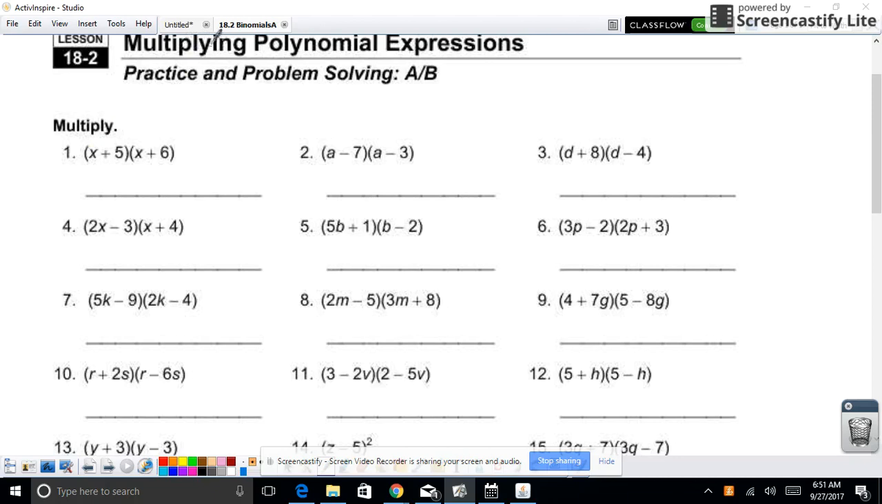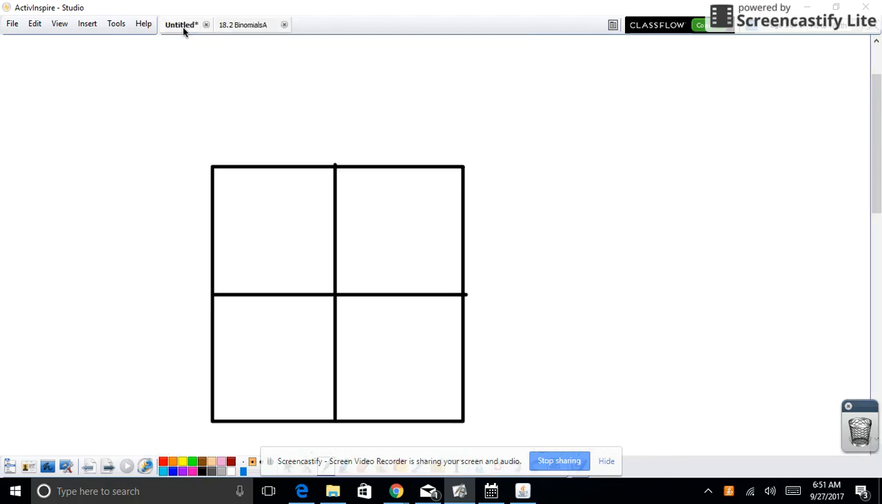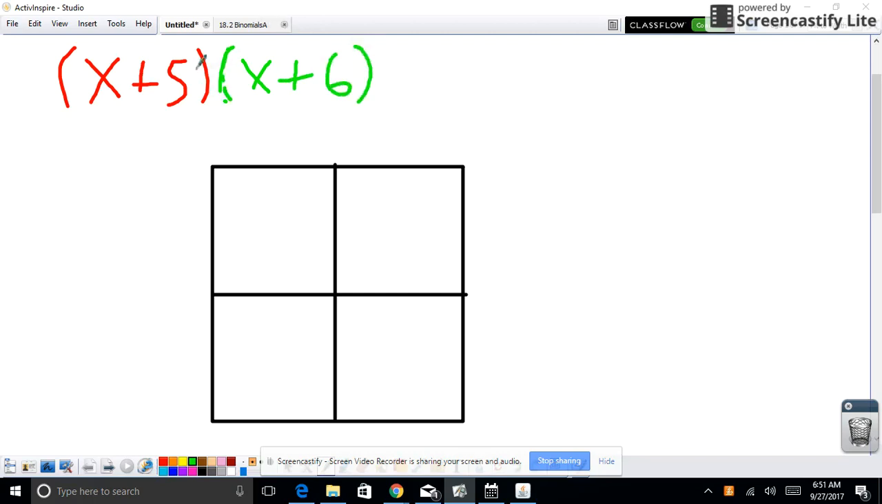Anyway, so number 1, x plus 5 times x plus 6. So let me go here and I'm going to hope this comes out legibly. x plus 5 in parentheses, change the color, x plus 6. All right, I'm going to go fast in the video. I'll try to explain it along the way, but if you need to pause it, slow it down, then do that. This is for you.